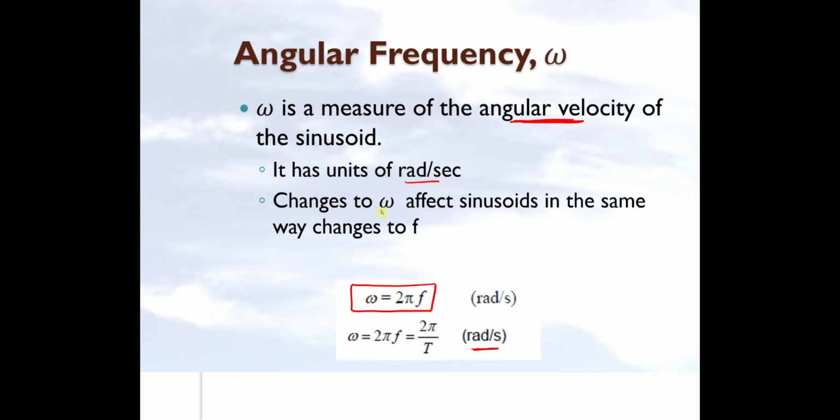So what is the change to omega? How does the change of omega affect the signal? Since omega is linearly proportional to f, it has the same effect. Increasing omega would increase the oscillation rate of our signal. So the higher the frequency, the higher the oscillations. The lower the frequency, the lower the speed of oscillations.